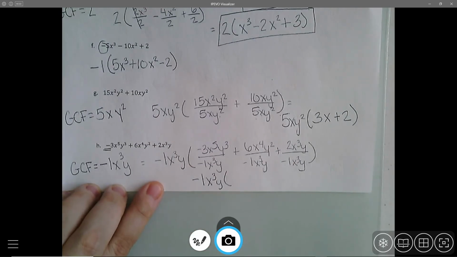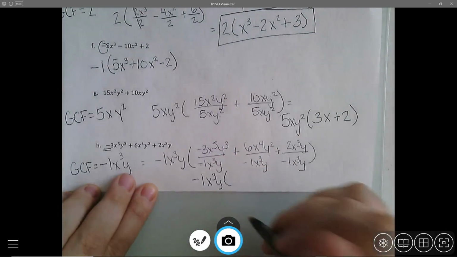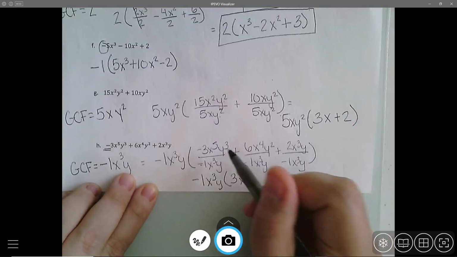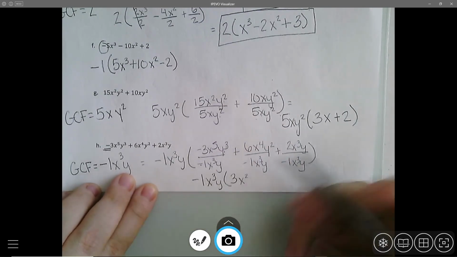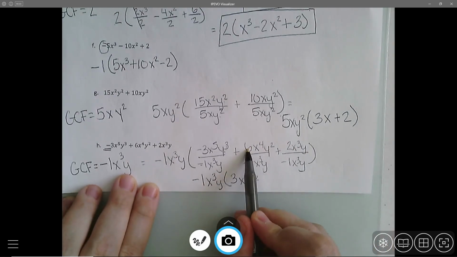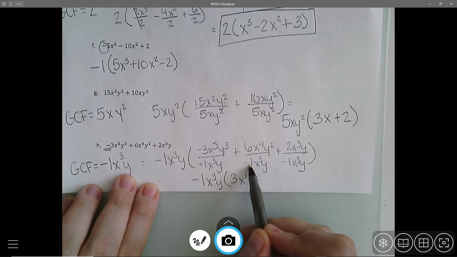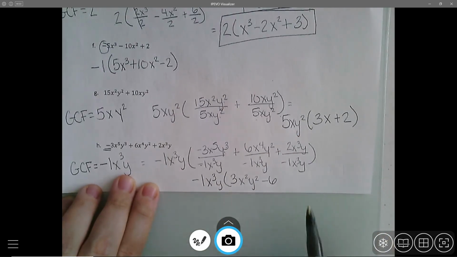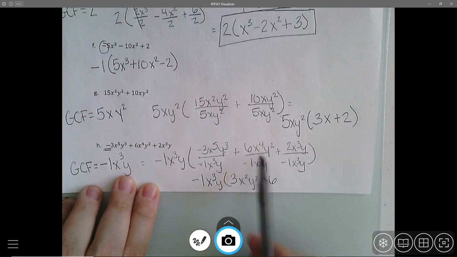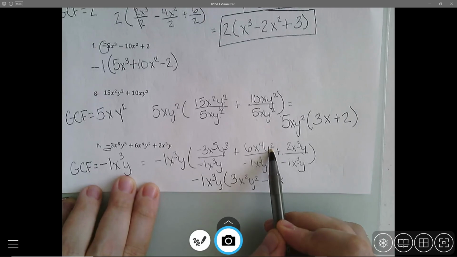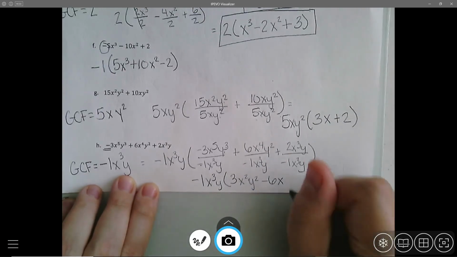So now I look and I say, -3 divided by a -1 is a +3. You have 5 x's, you're taking away 3, so you're left with 2. You have 3 y's, you took away 1, so you're left with 2. 6 divided by a -1 is a -6. You had 4 x's, you took away 3, so you're left with 1. You had 2 y's, you took away 1, you're left with 1.